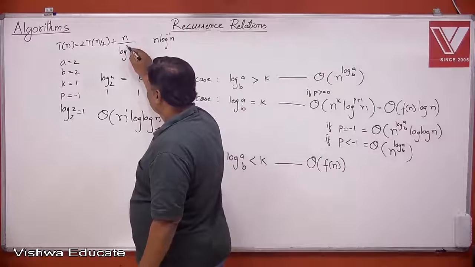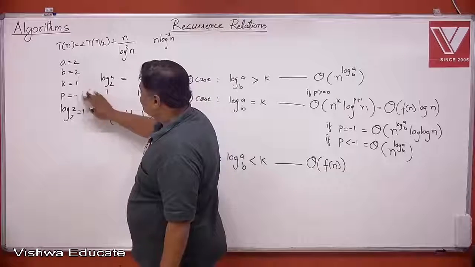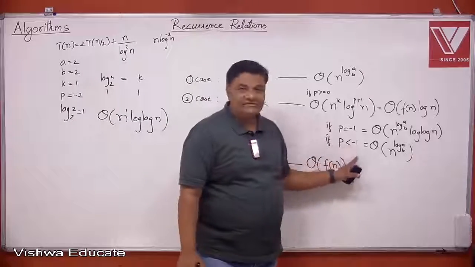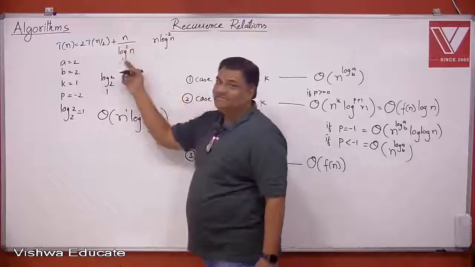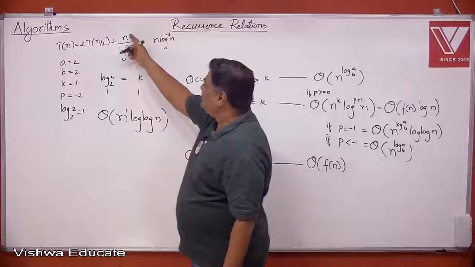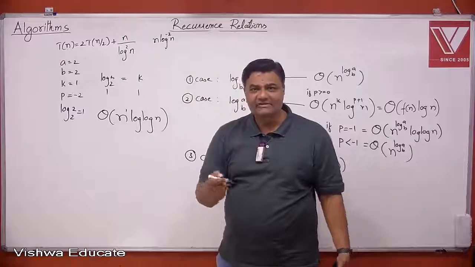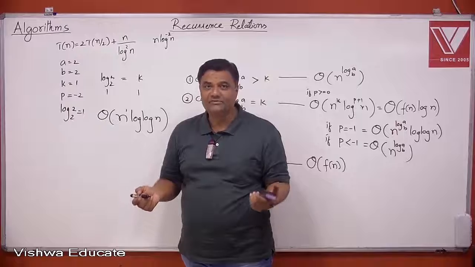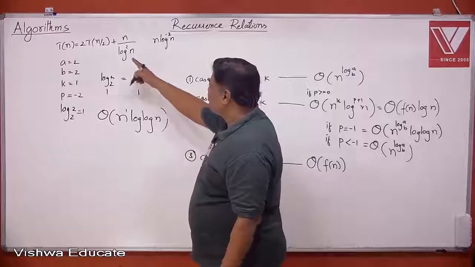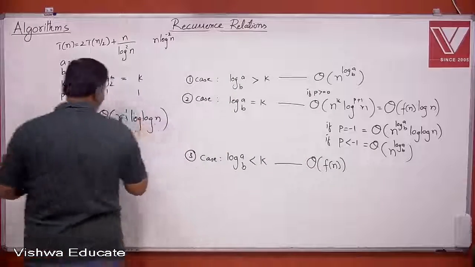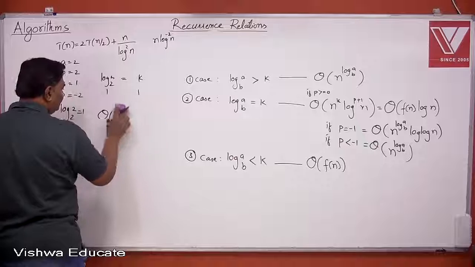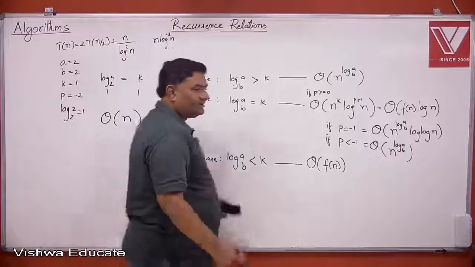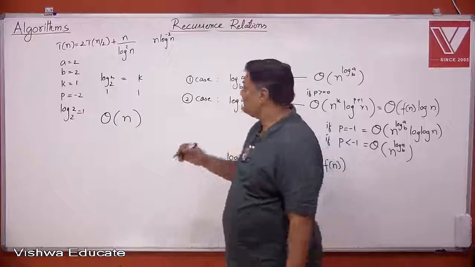Next, if this is log square, it means this is minus 2. Now, p is less than minus 1, then this is negligible, log square n in denominator. See, n by 1 is n only. So if in denominator you have a very small value, then it's almost like 1. So this should be taken as just n. Theta of n.